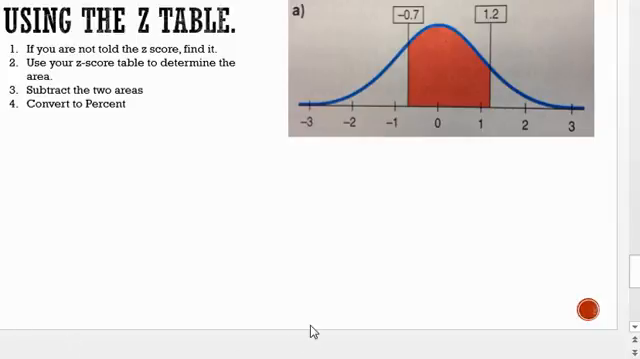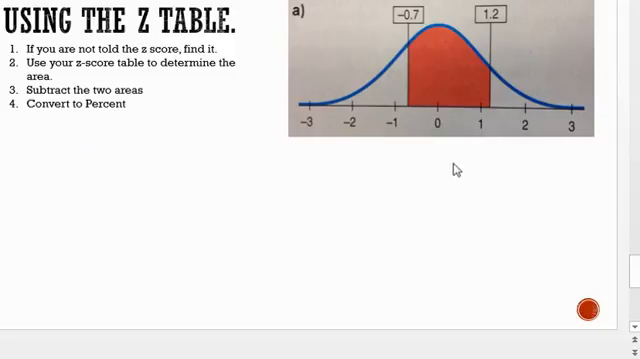Using the z-table. You can use the z-table to find your answer as well. If you do not have the z-score, you can find it. Use your z-score table to determine the area. Subtract your two areas and convert it to a percent.